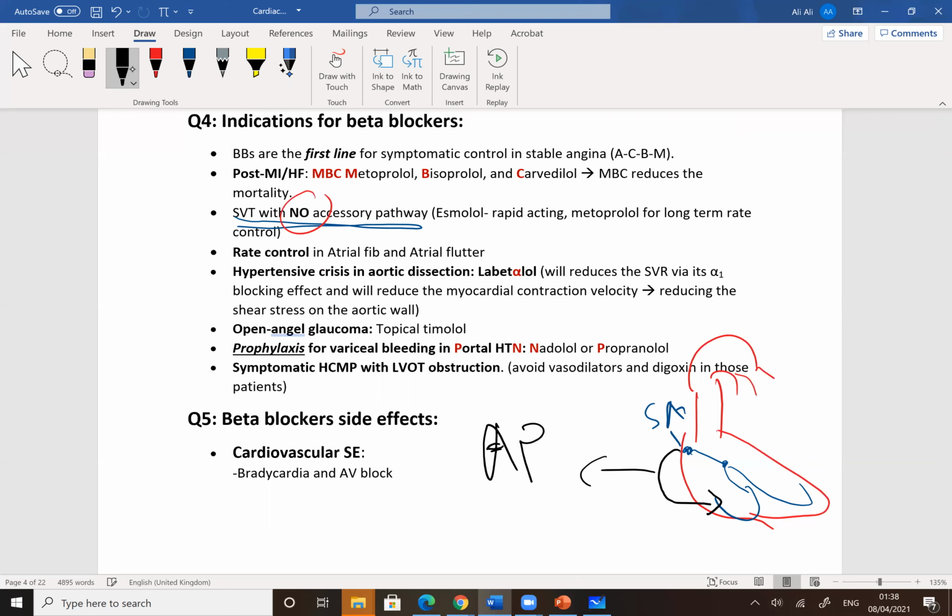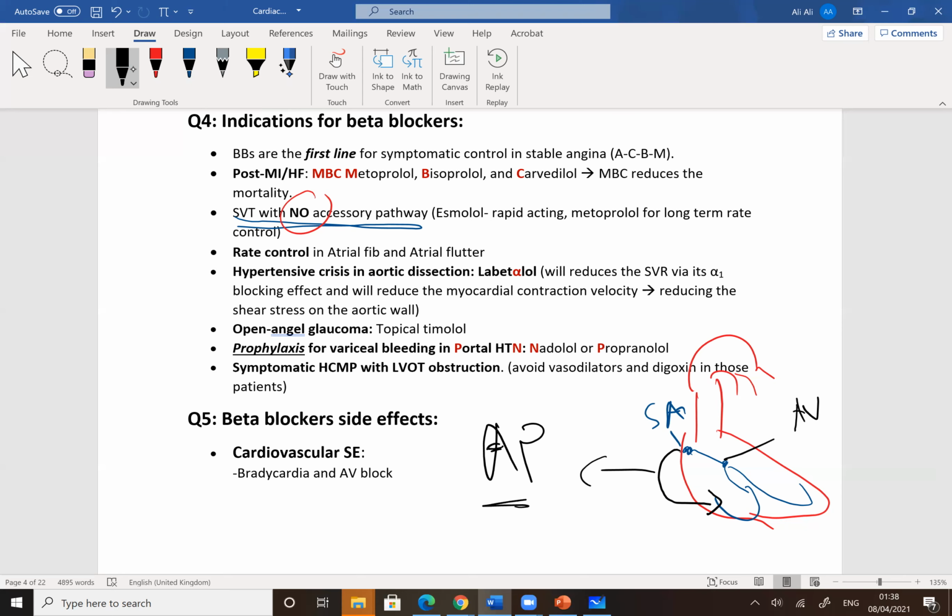This accessory pathway will transmit the electrical activity present in the atria into the ventricles without passing through the AV node. Why is this important? Because the AV node, guys, what's the function of the AV node? The function of the AV node is to protect your heart. How? The AV node will slow the conduction. There is something called AV nodal delay, meaning the impulses from the SA node will not be quickly transmitted into the ventricles.